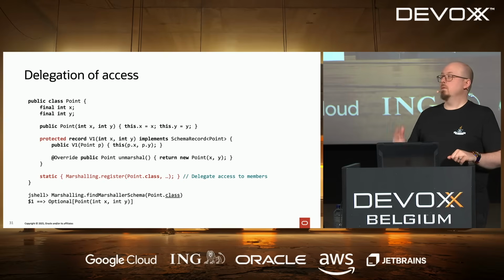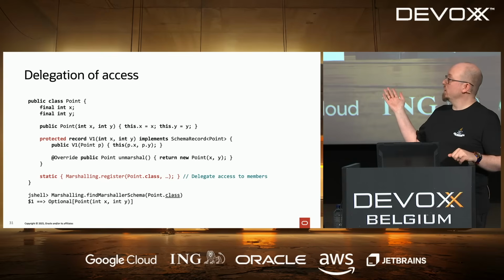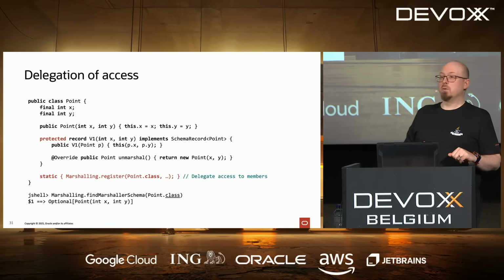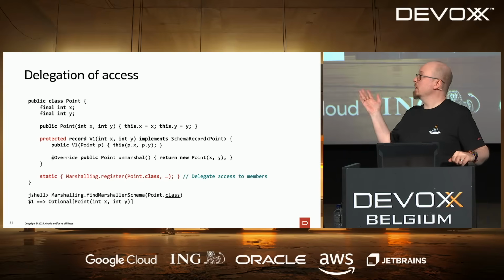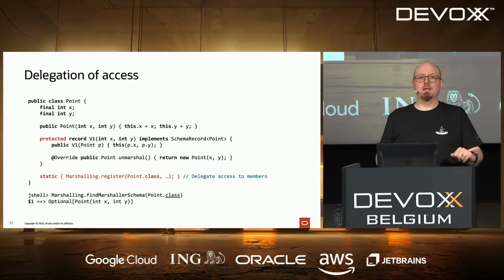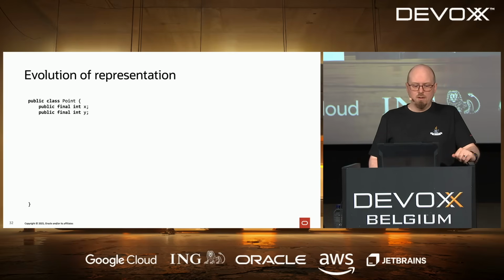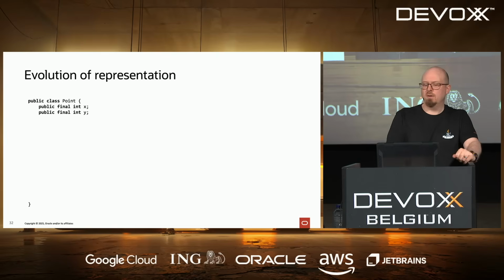So we can see here below that we can find the Unmarshaller schema for point class even if v1 was protected, and that was not because we were breaking in, it was because the class author had said that that was okay. Whew. All right. So we can now have a single version of a structure inside of a class.